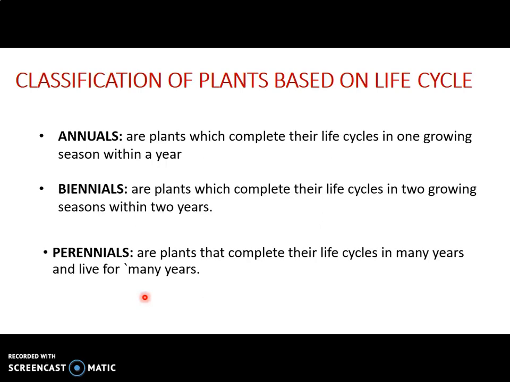The third one, perennial plants. They are plants that complete their life cycle in many years. They live for many years, and we call them perennial plants. We have examples like mango, orange, oil palm, cocoa, and rubber.